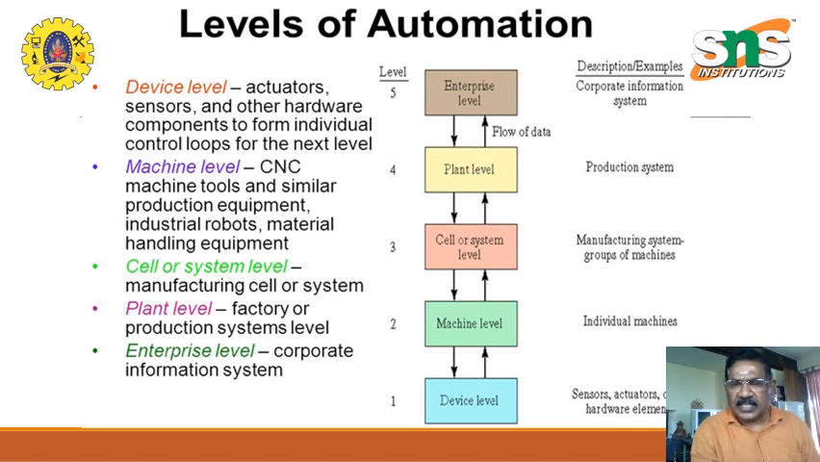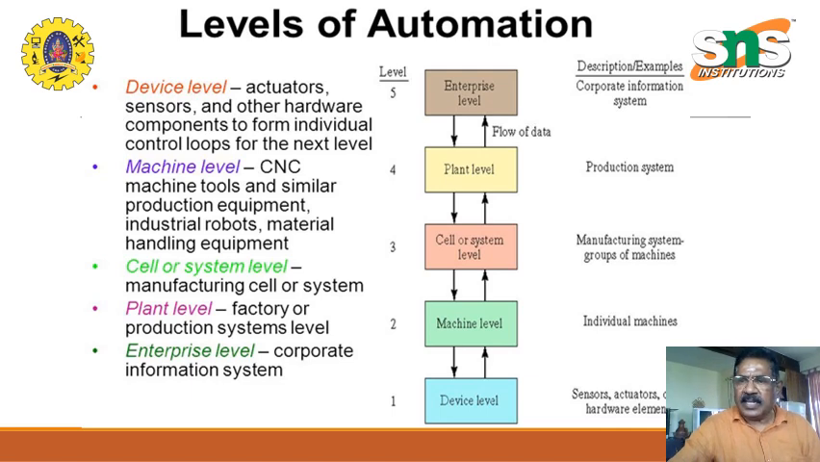In today's context, the enterprise itself is automated, right from the material entry and its documentation, the movement of the documents on one side, and the movement of the actual material on the other side, up to the finished goods level. So different levels of automation exist: the device level, the machine level, the cell or system level, then the plant level, and finally the enterprise level.